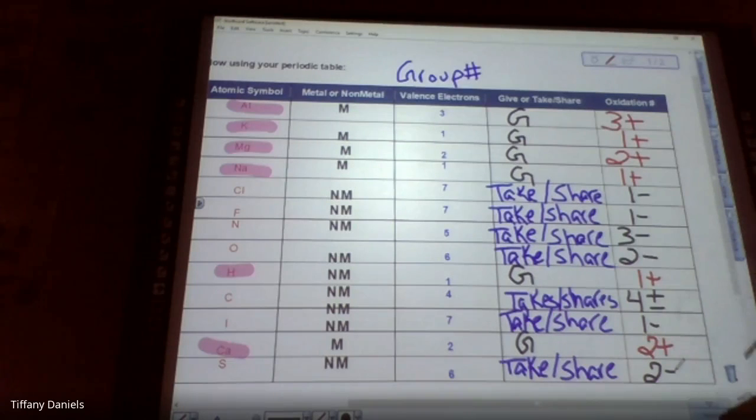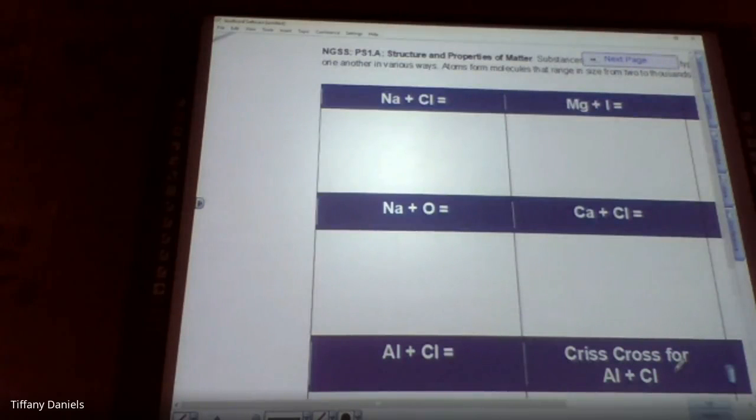What questions do you have over this? I know this is a little repetitive, but I'm not going to see you for a few days this week. The next time I see you, we'll be reviewing, and then you'll have a test on Wednesday. And then on Friday, we're going to start on covalent bonding. Okay.